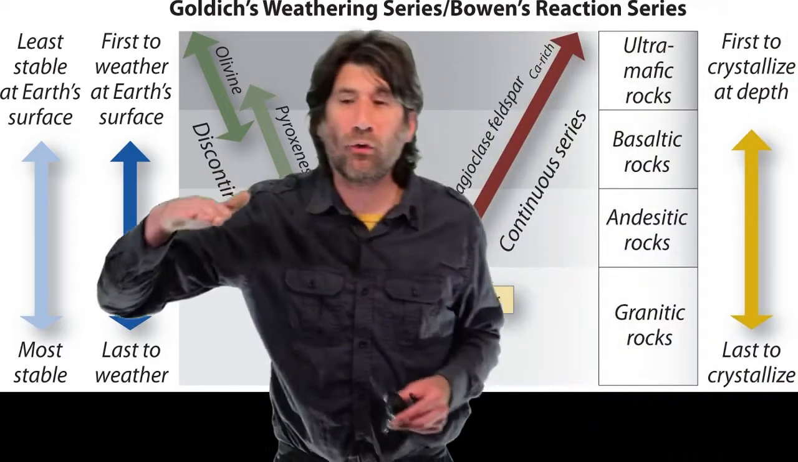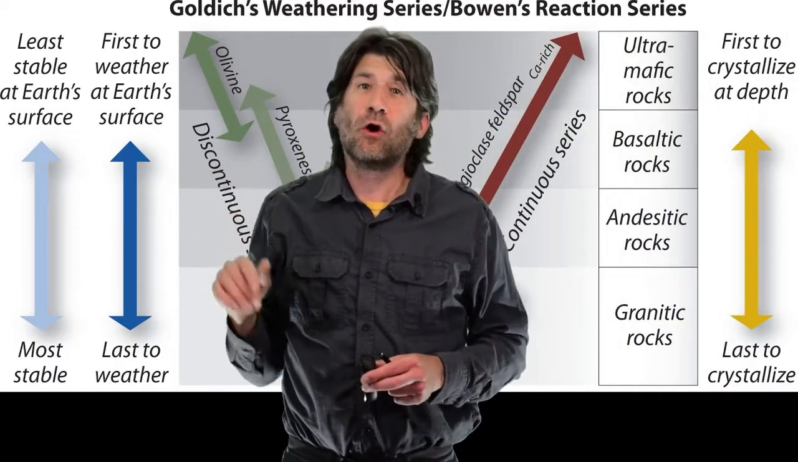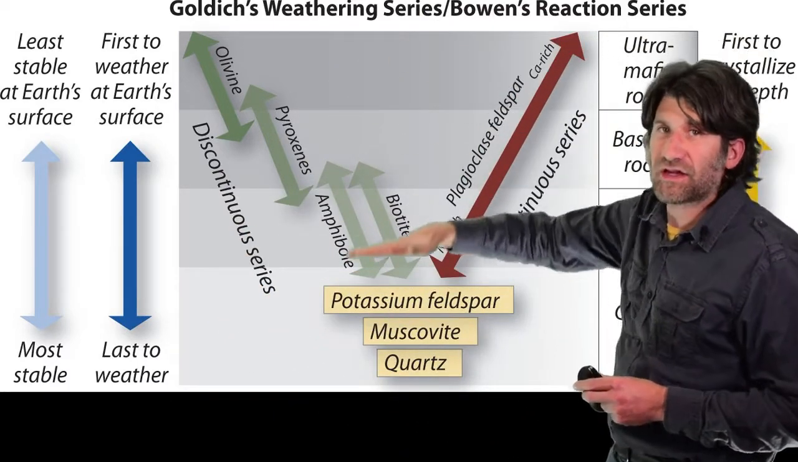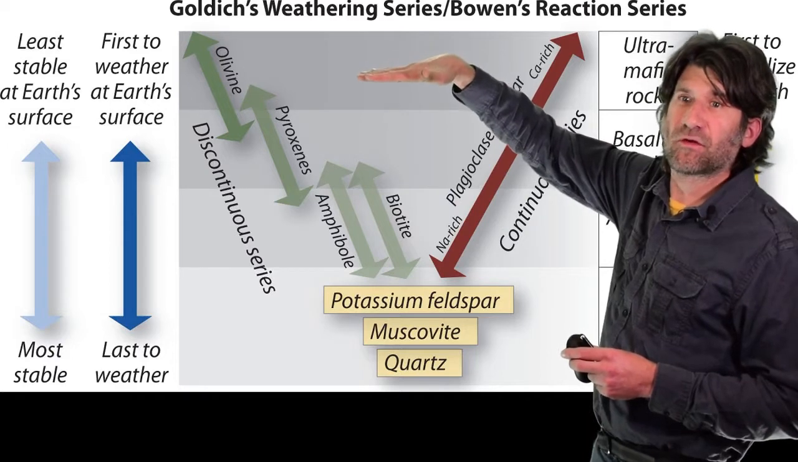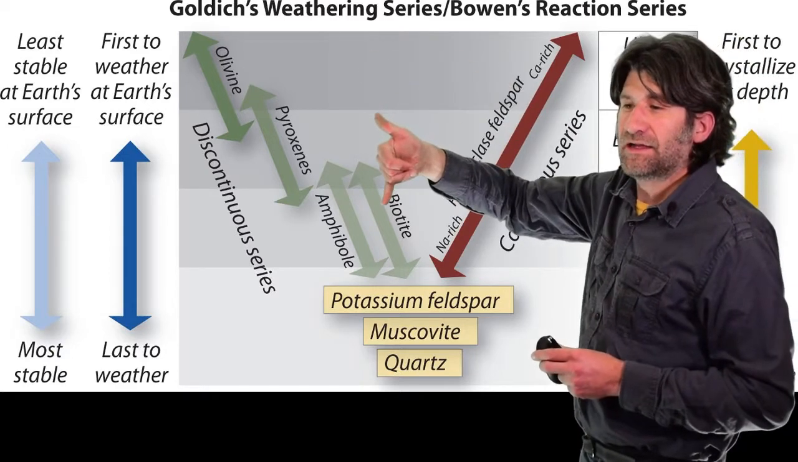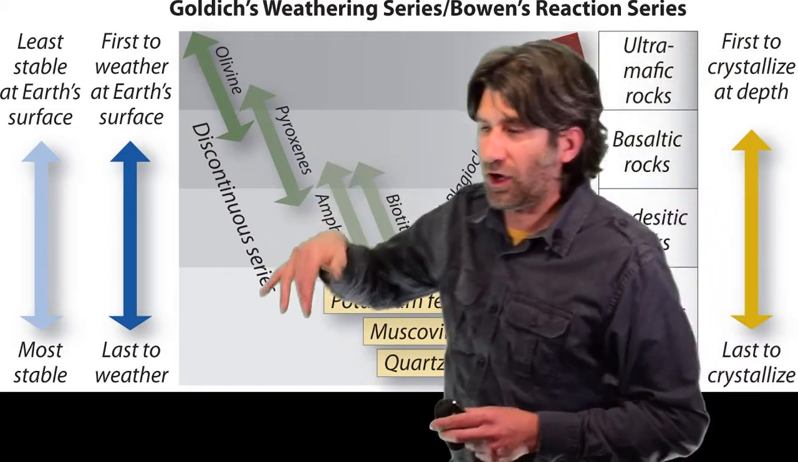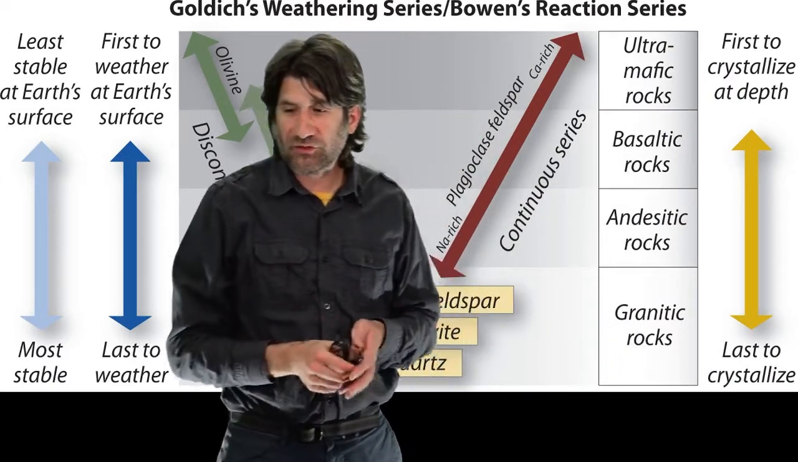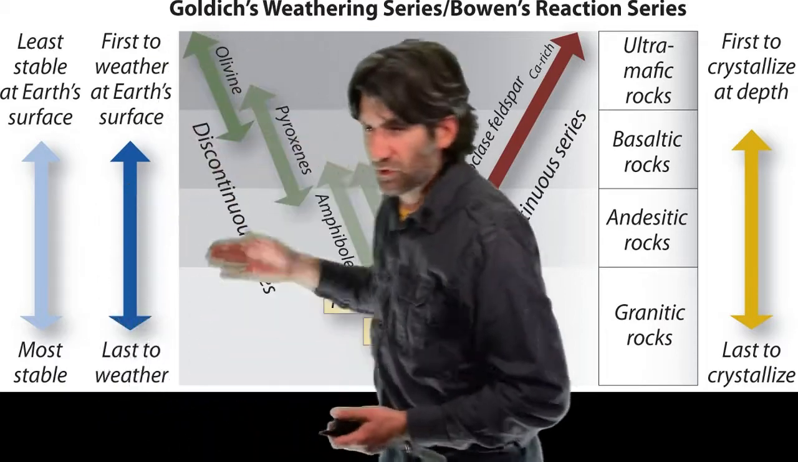And so that's Bowen's reaction series, right? Well, interestingly, that stability we use for understanding which minerals are going to crystallize out of a melt, we flip that, and that's going to be our Goldich's weathering series. It's kind of the opposite. So that's what's shown over here.